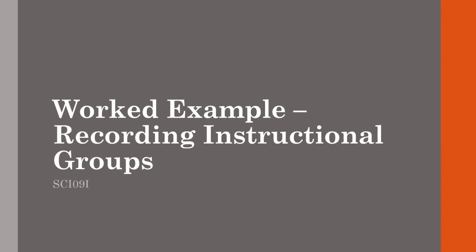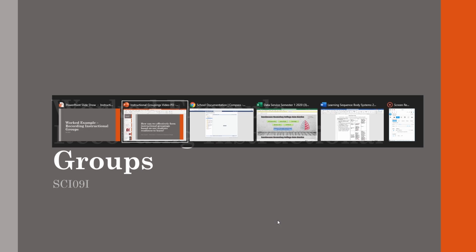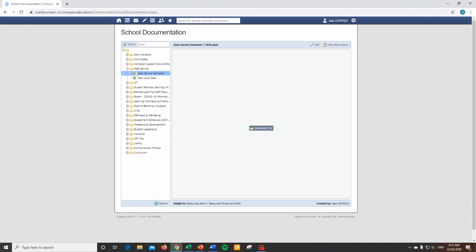Okay, let's have a look at a worked example about how we can record instructional groups. For this, I'm going to use my class of Science 9i, and I'm just going to reiterate what I've done here. I've gone to school documentation, and I've clicked on that, and it's taken me here.